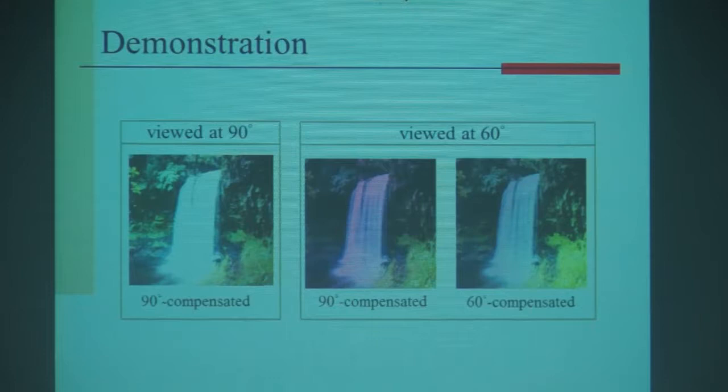Okay, this is the result. This is the 90-degree compensated image. You project it at 60 degrees, then this is what is going to appear. But with our technique, it will appear like this. Right? Then again, it's almost impossible to recover the original image. Personally, I'm happy with this one because it has less red in it.